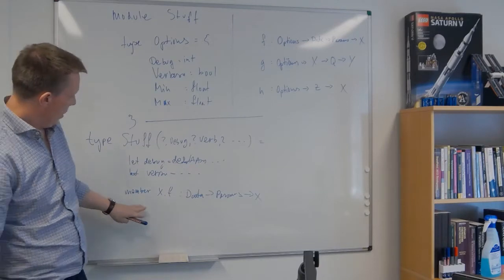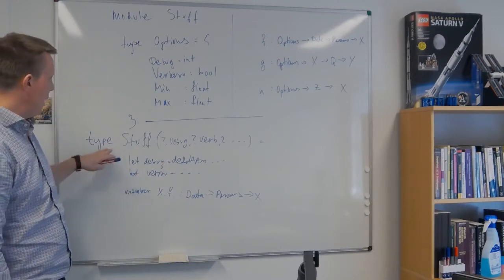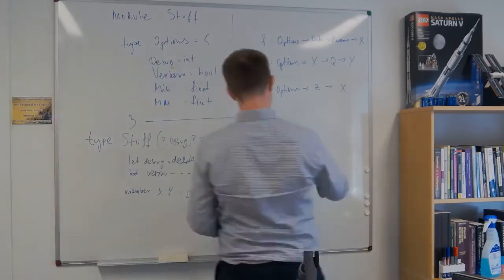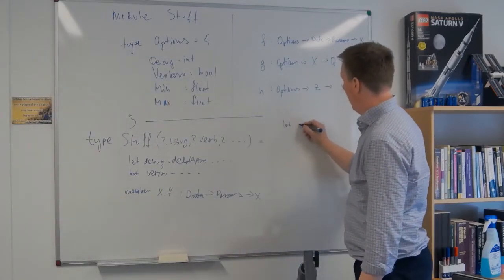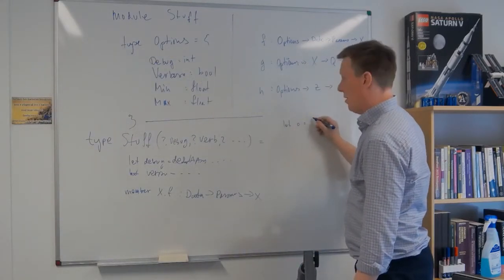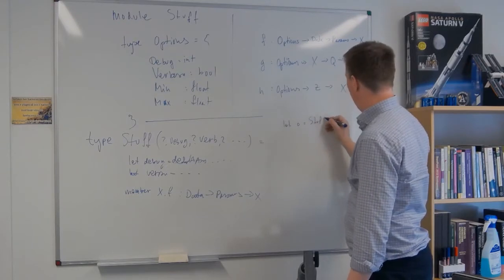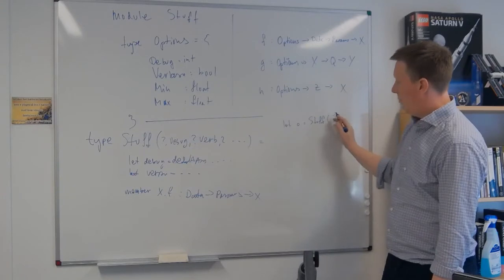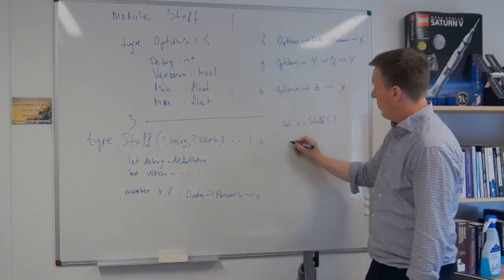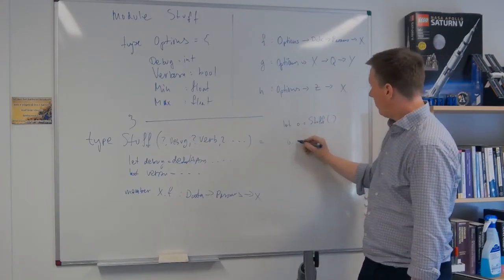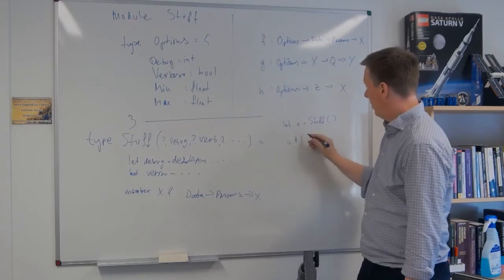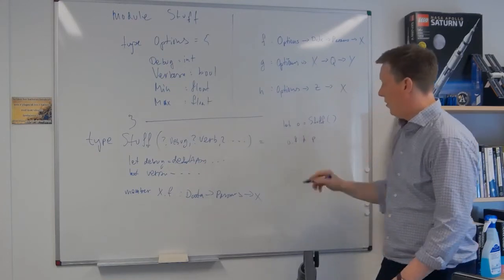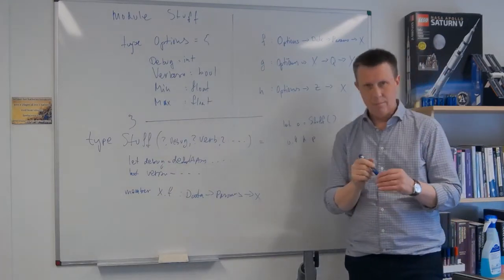Because now internally inside, once I instantiate this object, I can say let o equals stuff and just use the default parameters. I can now say o dot f and give it some data and some parameters to get the result. Okay?